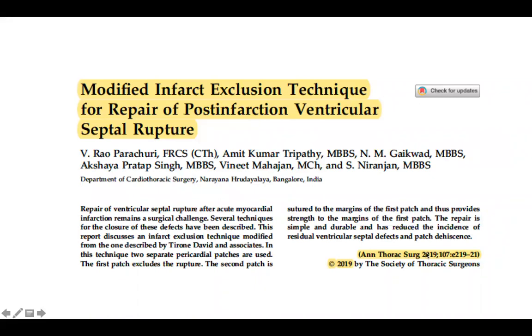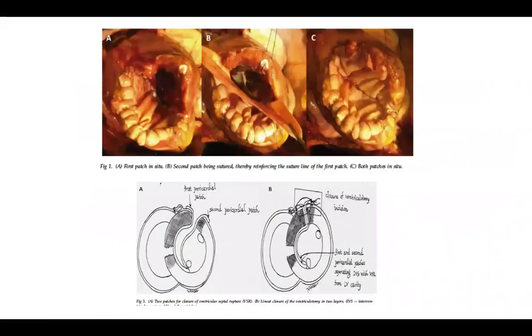Another paper was recently published in 2019. They modified this exclusion technique. They put two patches. They put one patch here and connected it to the RV side. Then the second patch is connected to the first patch, making a double patch. They said the residual defect is less. I don't personally know of any advantage. I am not sure whether it will help or not.